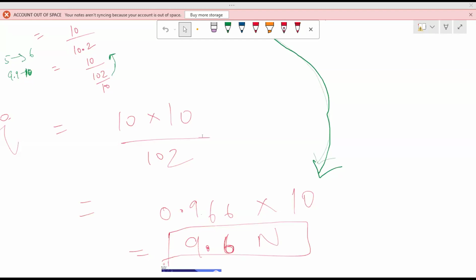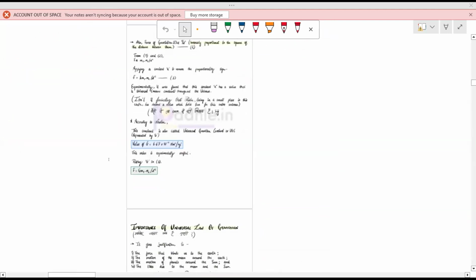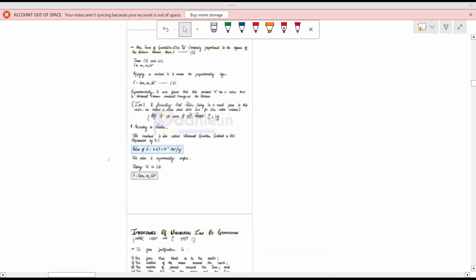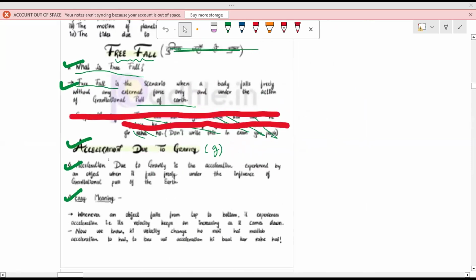Written. Shall I scroll it up? What about you, Abdul? Now see from where we have to continue. Now we need to write this part: what is free fall and what is acceleration due to gravity? The part I have taken, only that you have to write. Then I'll be explaining what exactly it is talking about.